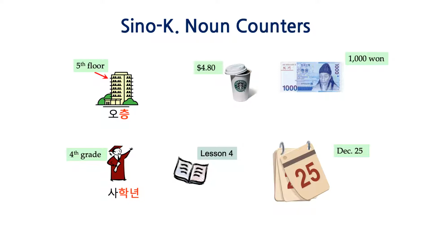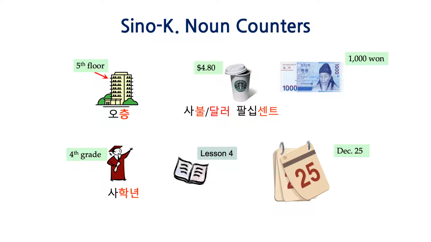And now it's important to remember that when you talk about prices or money, you need to use Sino-Korean number system. For example, the Starbucks coffee costs $4.80. Then we use 불 or 달러 for dollar and cent for cents. So it's gonna be 4달러 or 4불 or 4달러. 4달러 80센트.